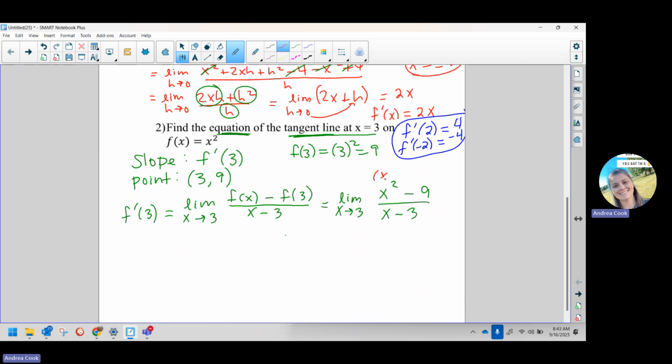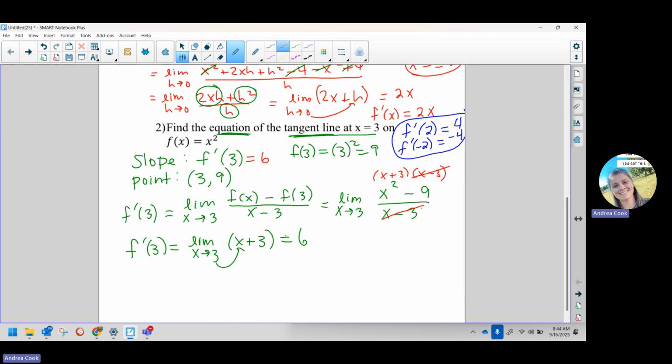This is going to factor to x plus 3, x minus 3. And so the x minus 3s are going to cancel. So my derivative at 3 is equal to the limit as x approaches 3 of my reduced function, which is x plus 3. And when I plug in 3, what do I get? 6. So what is the slope? When I come back up here, my slope is 6.